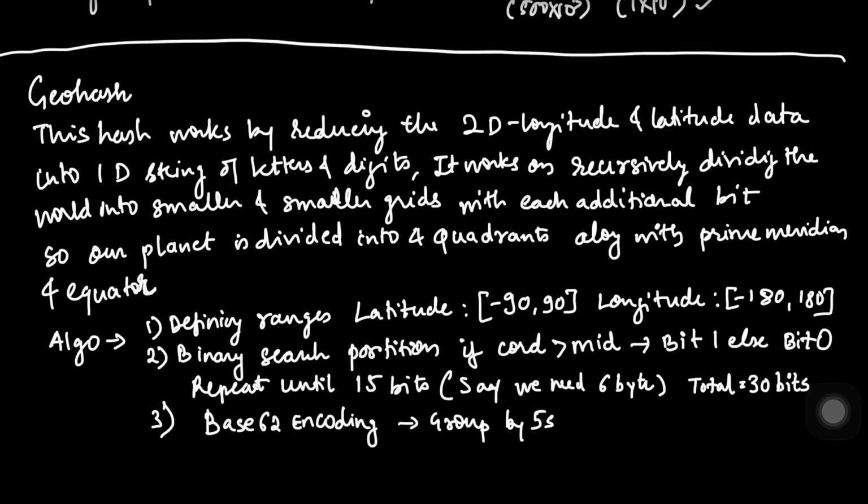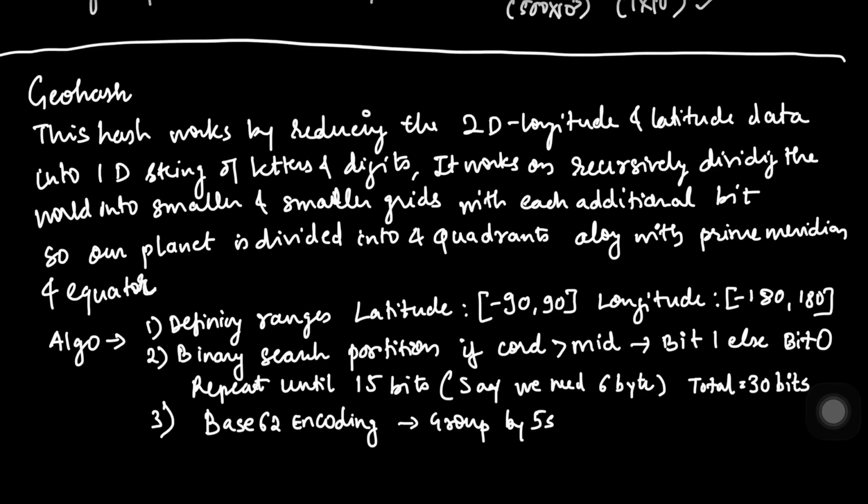After that we do a binary search partition for each coordinate, and based on the search space, if it is greater than mid it will be a bit 1, else it will be a bit 0. We repeat this process 15 times, because say if we want a 6 byte precision for geohash, we would do it 15 times each for latitude as well as longitude. In this way we'll have those 30 bits.